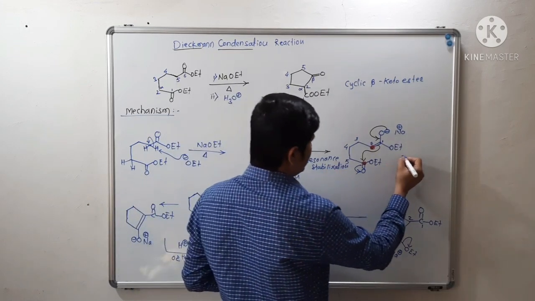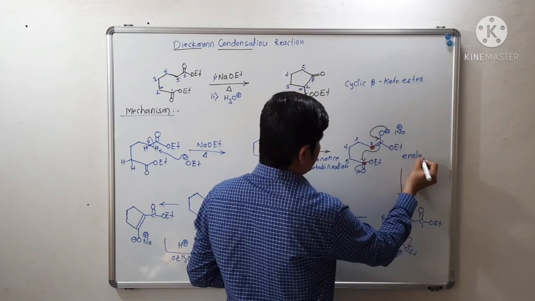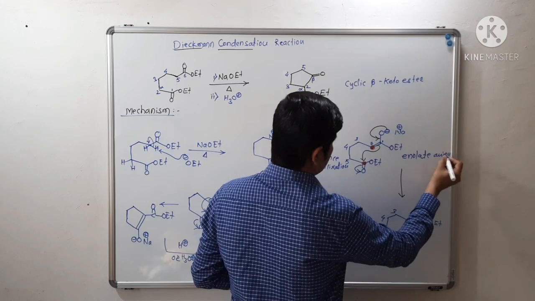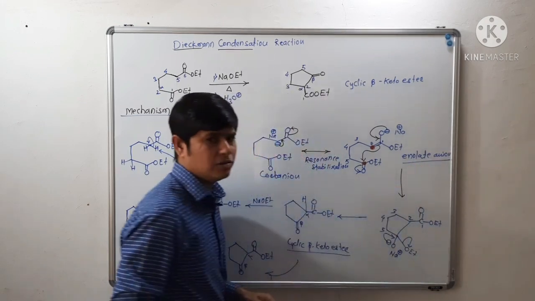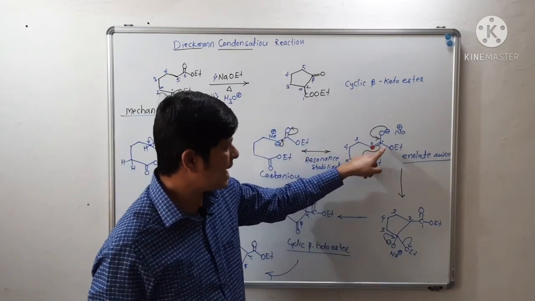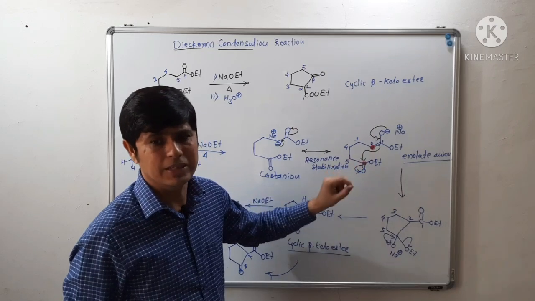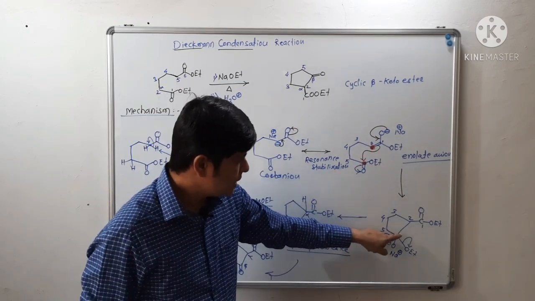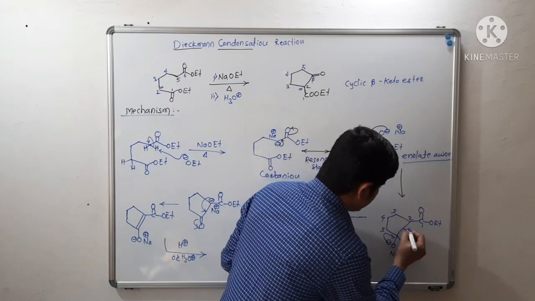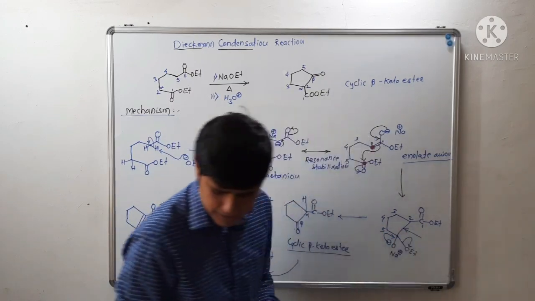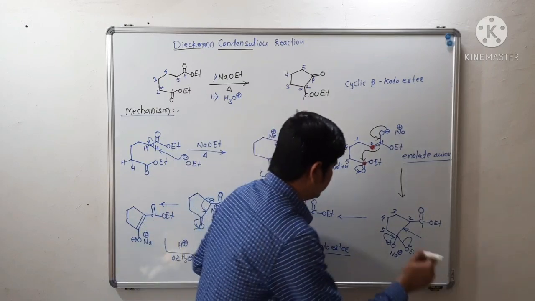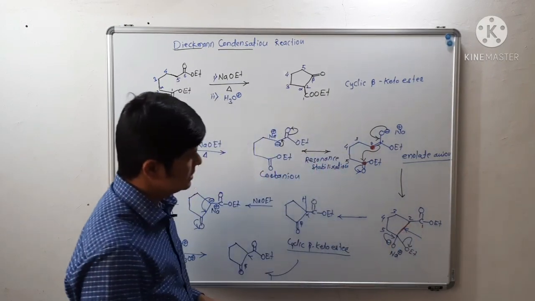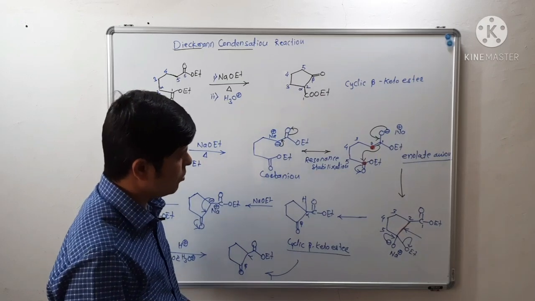So what will we get? An enolate anion. Now this enolate anion will attack the carbonyl carbon of the second ester molecule to get this intermediate, cyclic structure. So here this new carbon carbon bond will form.